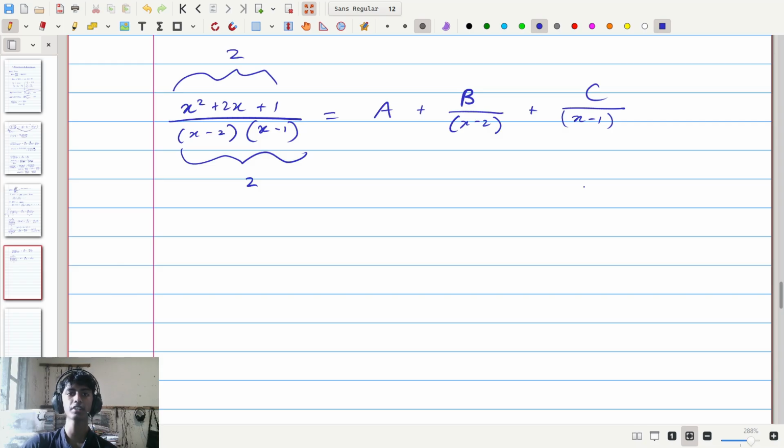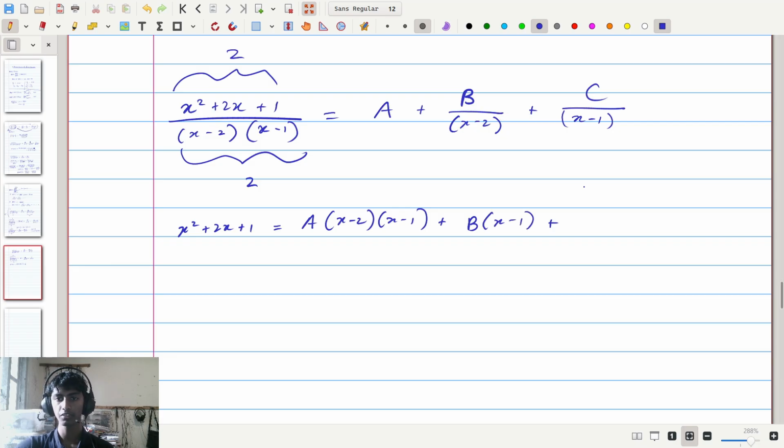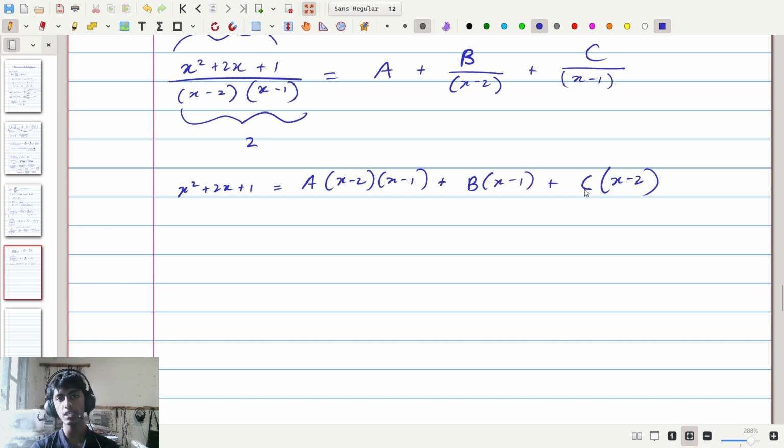In which case on the left hand side we get x squared plus 2x plus 1 equal to, on the right side we get a times x minus 2 times x minus 1 plus b times, in this case the x minus 2 cancels with this x minus 2, leaving us with just an x minus 1, plus c times, in this case x minus 1 cancels with this x minus 1, leaving us with just x minus 2. So if the polynomial on the left is equal to the polynomial on the right, that means that each of the coefficients of the x squared, x and constant terms should all be equal.